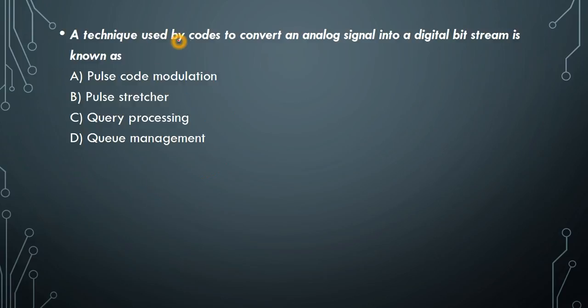A technique used by code to convert an analog signal into a digital bit stream is known as pulse coded modulation. Okay, signal is there, so it will be a modulation. Without signal, there won't be a modulation. So if there is a signal and conversion is happening, it will be pulse coded. Analog modulation, digital modulation, all this you have studied in electronics. For those who haven't studied, it's simple: where the conversion is happening, modulation is given, coded modulation is written, so that will be your answer.